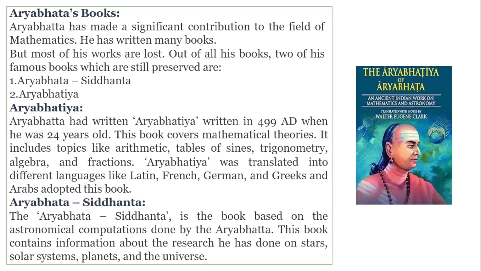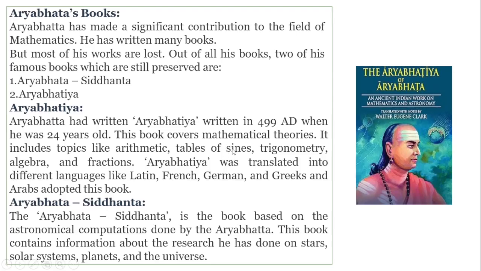There are two main books that are written by Aryabhatta. One is Aryabhatta Siddhanta, or Arya Siddhanta in short, and second is Aryabhatiya. Aryabhatiya mainly deals with mathematics, whereas Arya Siddhanta mainly deals with astronomy. In Aryabhatiya, he develops several mathematical theories that are used for astronomy. For example, the table of sine.